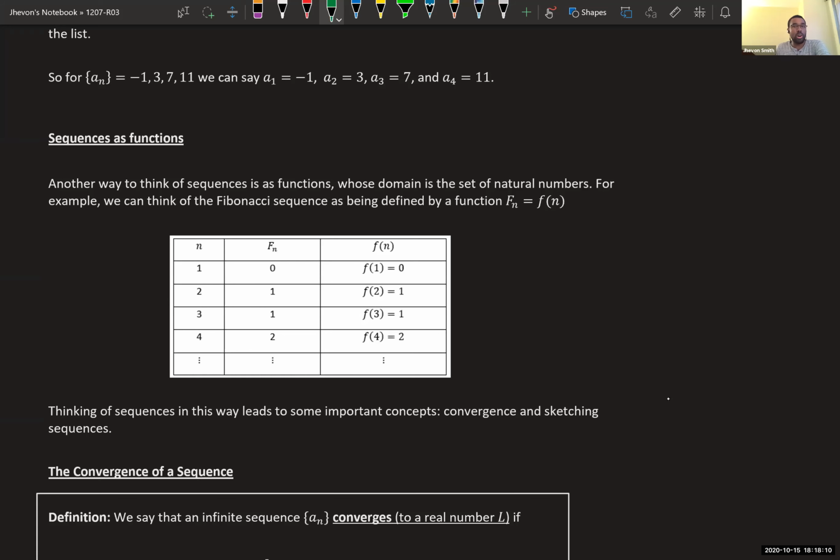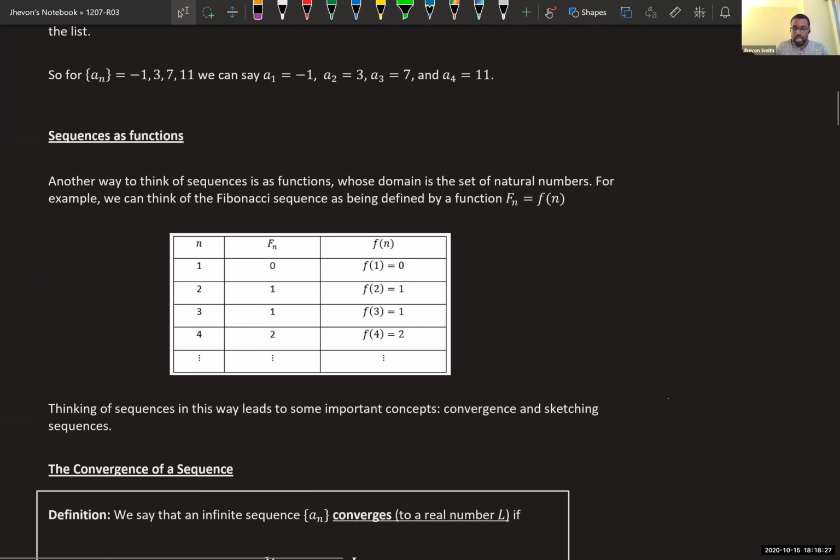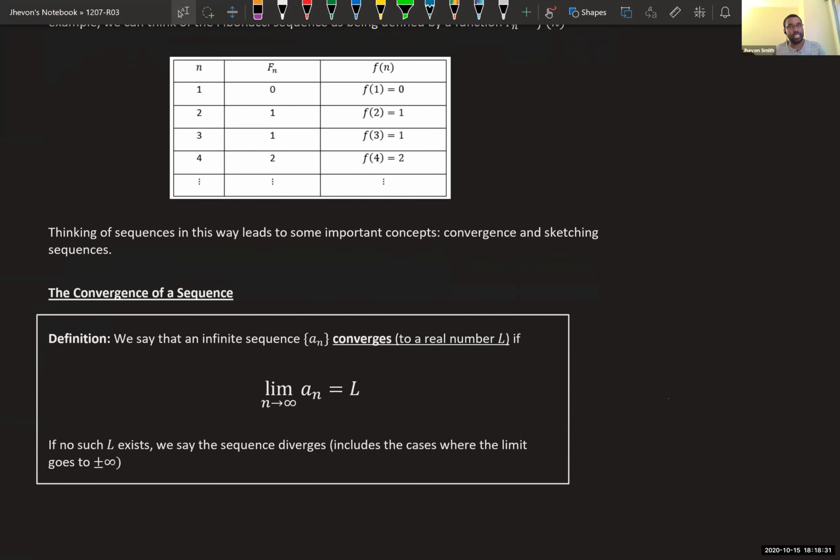And again, this is for our specific use. You can define sequences much more abstractly than this. But for us, just think of it like that. It's a function where the domain is the set of positive integers. So when I plug in a 1, I get 0. And when I plug in a 2, et cetera. And when you think of it as functions, you can start to do a lot of other things that we know with functions, like take limits.